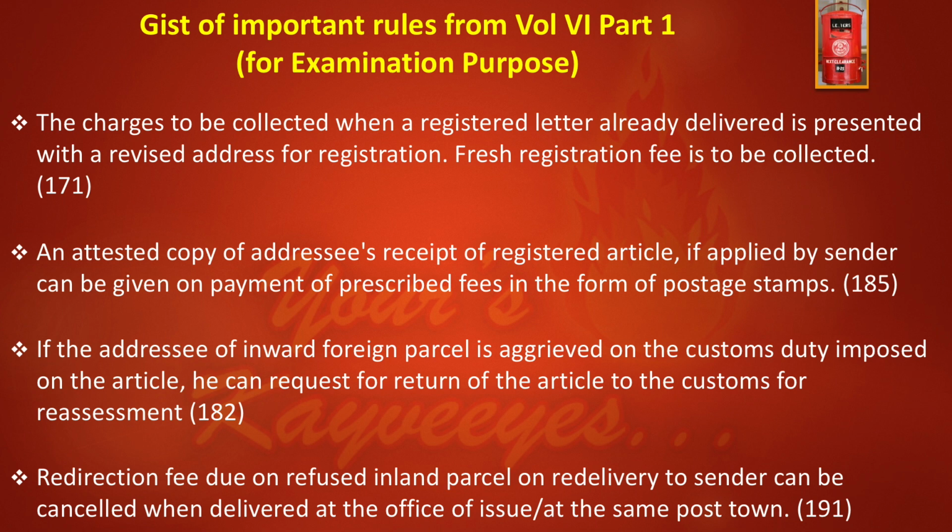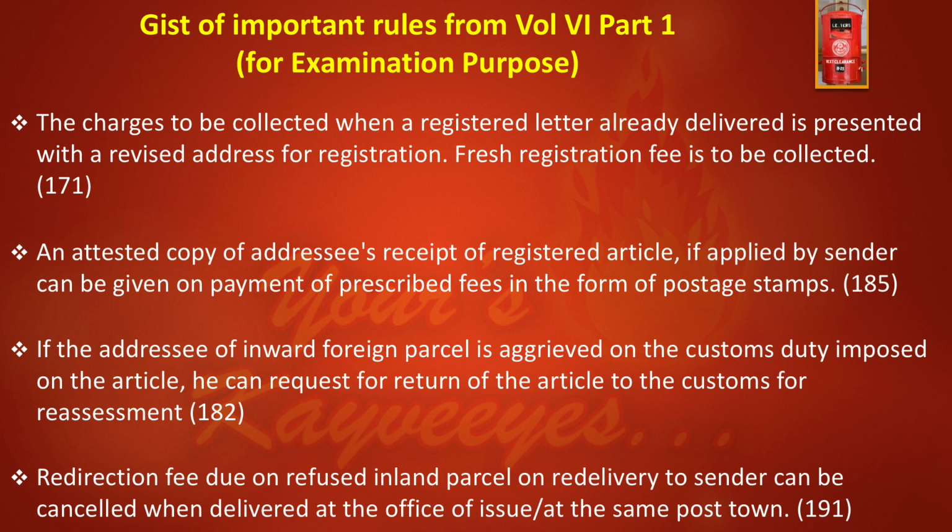Rule number 171. An attested copy of the addressee's receipt of registered articles, if applied for by the sender, can be given on payment of prescribed fees in the form of postage stamps. Rule number 185. If the addressee of an inward foreign parcel is aggrieved by the customs duty imposed on the article, he can request return of the article to the customs for reassessment.